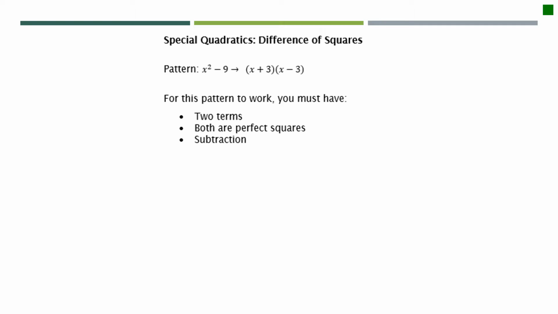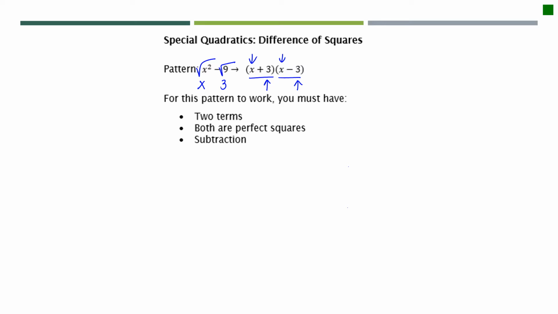The first type of special quadratics that we're going to talk about are called differences of squares. There's a pattern that you're always going to follow. It's always going to be two sets of parentheses, and one's going to have a plus sign and one's going to have a minus sign, but otherwise they're identical. The way that you get these other numbers is by taking the square root of each term from the original problem. So the square root of x squared is x. That goes here and here. And then the square root of 9 is 3, and that goes here and here.